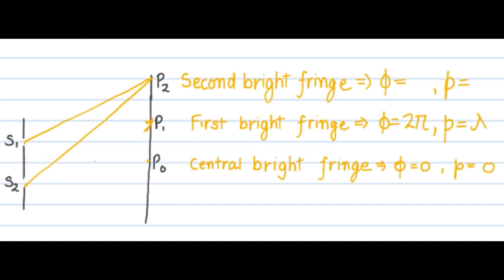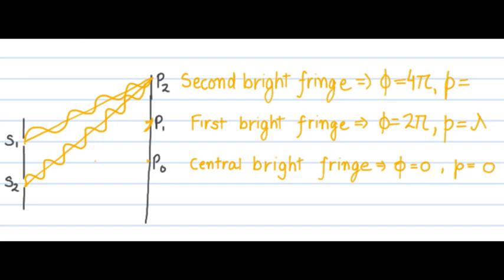Now, for your next bright fringe, how much should be the phase difference? The phase difference should be 4 pi. Now, if the phase difference is 4 pi, in that case, how much will be the path difference? Let's see. Suppose the light is coming from your slit S1. In that case, one wavelength, two wavelength, three wavelength, and four wavelength. And the light is coming from the slit S2, one wavelength, two wavelength, three wavelength, four, five, and six.